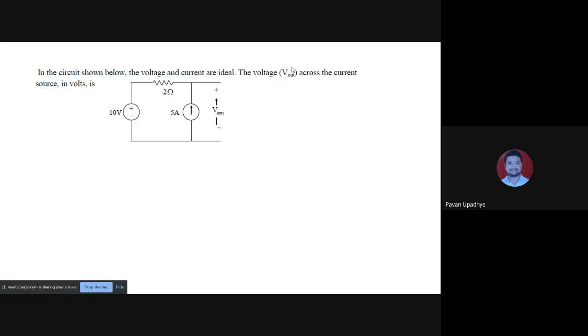Now let us talk about this circuit. In the circuit shown below, the voltage and current sources are ideal. The voltage across the current source in volts is. So they have asked us to find out this voltage. Look at this carefully. They have asked us to find out this voltage, and this is the voltage across current source.